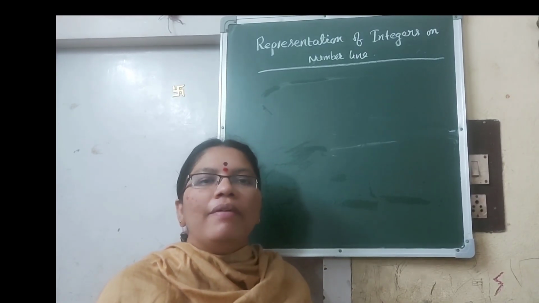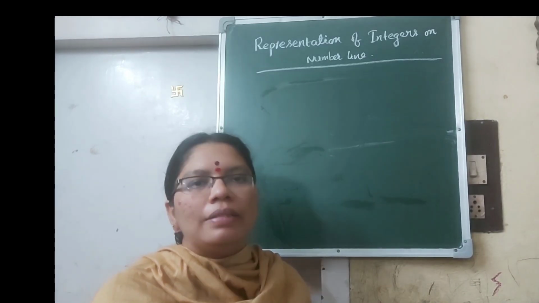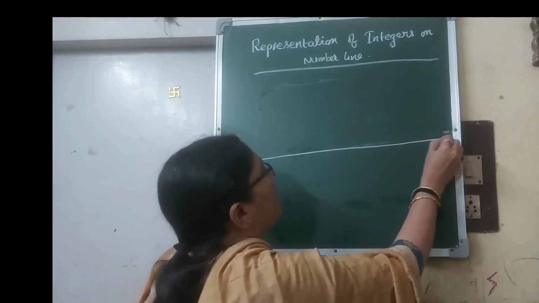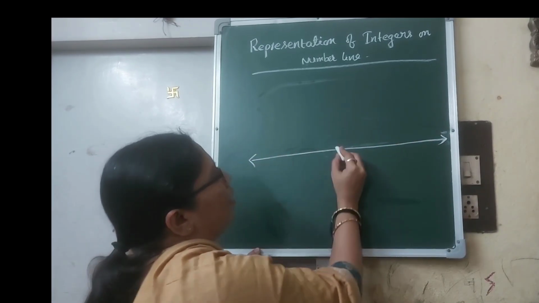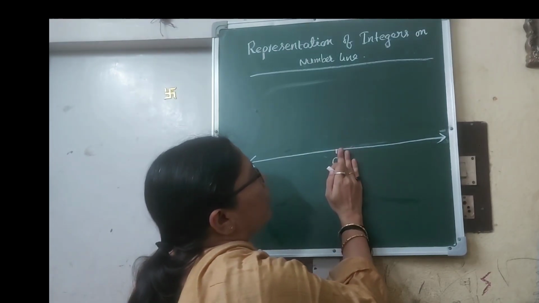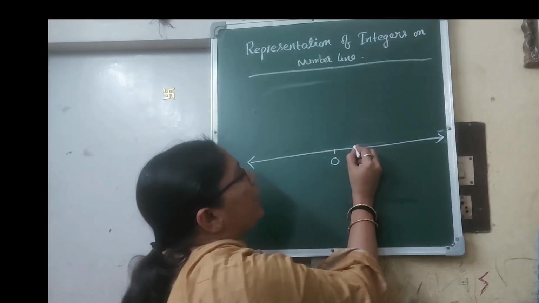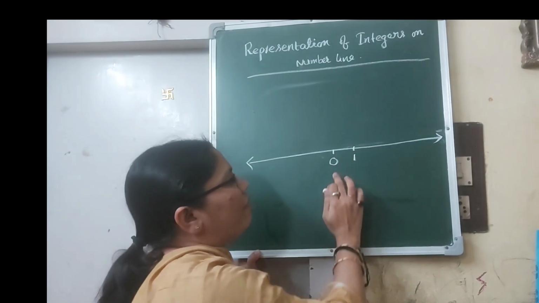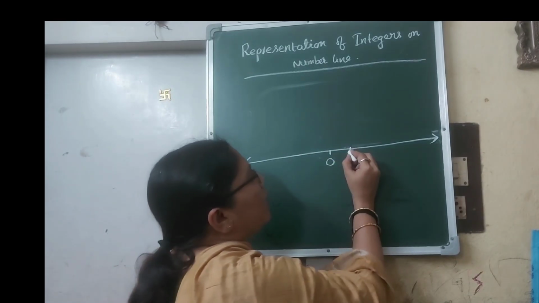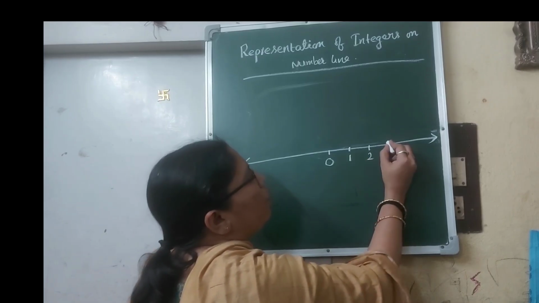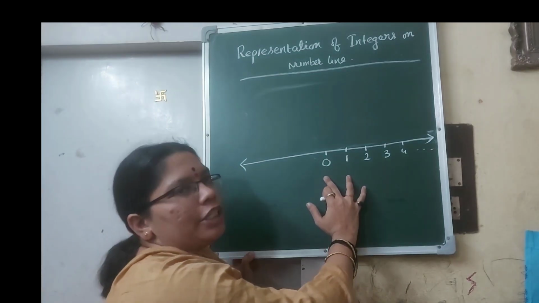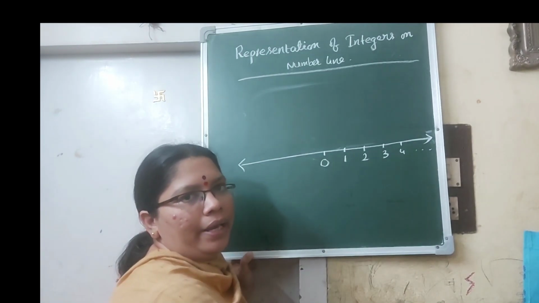In earlier classes, we learnt about representation of whole numbers on the number line. How do we represent that number line? Now we draw the number line. This is the line. Now here we locate 0. And to the right of this 0, at unit distance, we keep 1. As the difference between 0 and 1 is 1, at unit distance, we keep 1 here. And at unit distance from 1, we keep 2. Likewise, we keep 3, 4 and so on. This is the representation of whole numbers on number line.